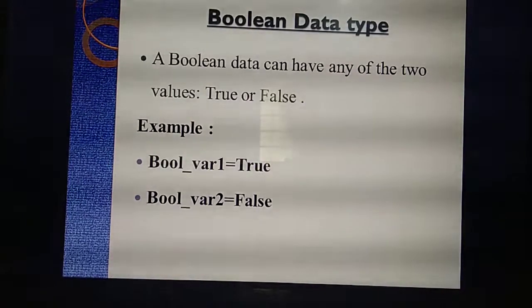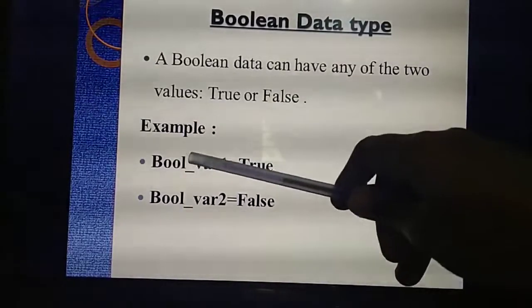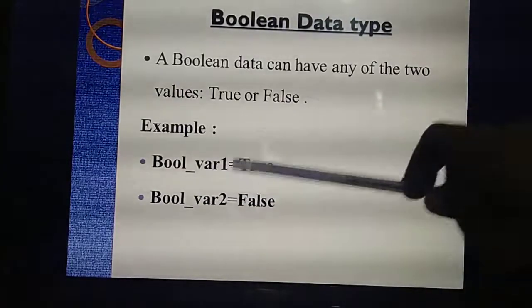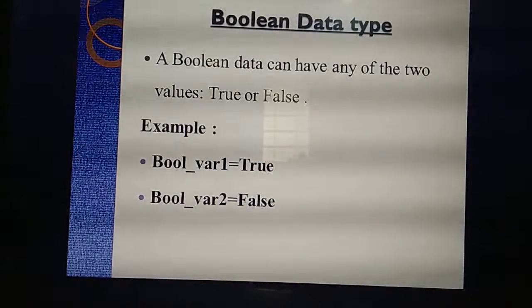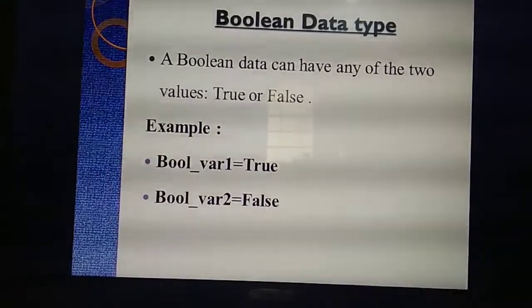So I have given an example with 2 variables. What are they? Either Boolean variable, 2 variables I have declared. Bool variable 1, then these are the variables. According to your wish you can declare. Okay. So 2 values. What are they? Either true or false. Understand?